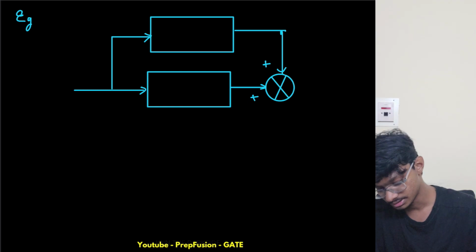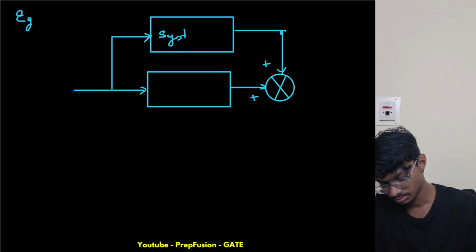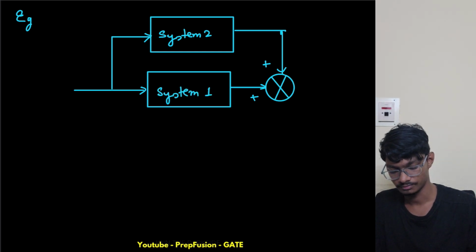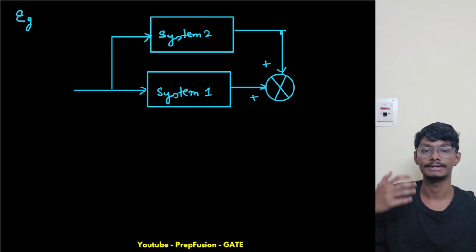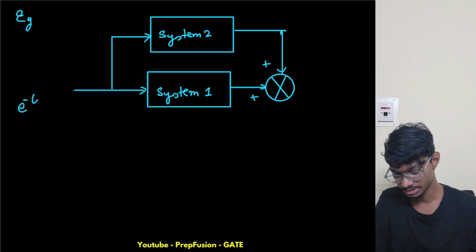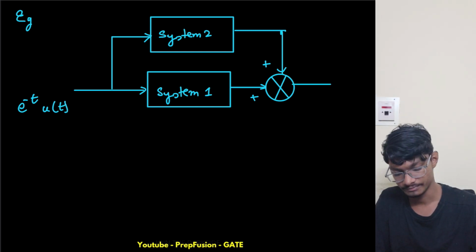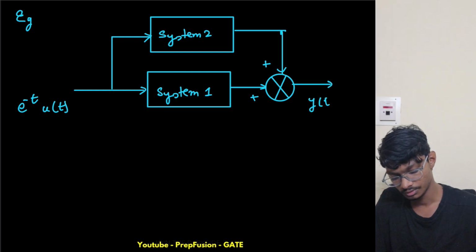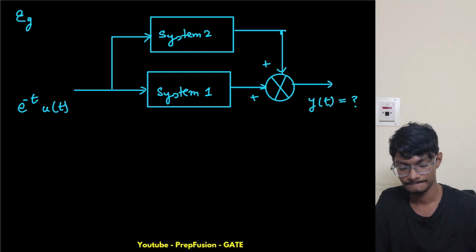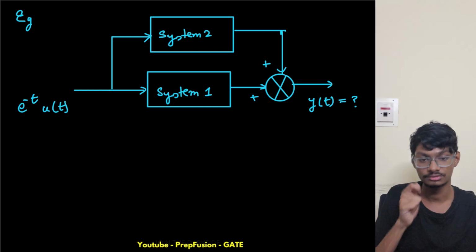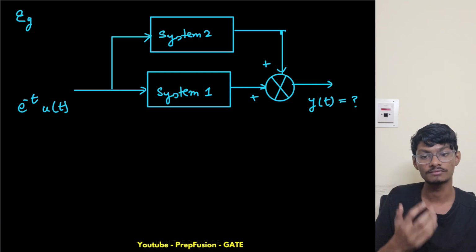Okay, let me say this is system 2, right? And this is system 1. Okay, and let me say I am giving the input as exponential signal e raised to power minus t u(t). Okay, and the output, what output are we getting? We are getting y(t) equals to, we don't know, we have to find out, right? So what are the characteristics of this system, right?